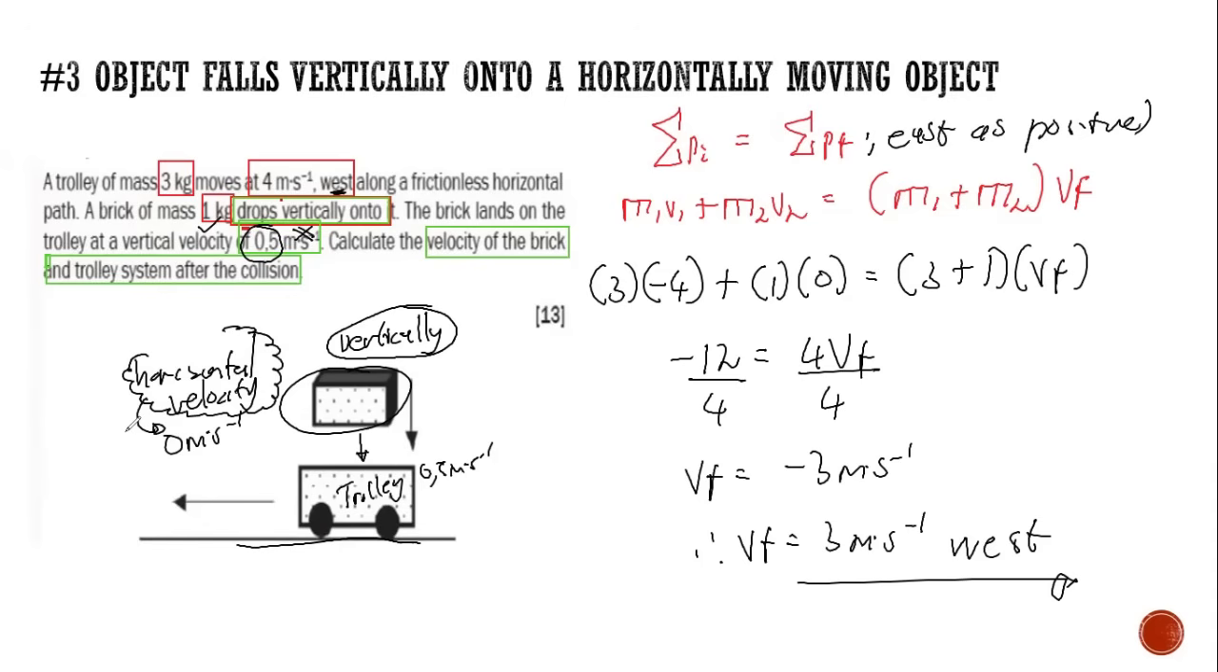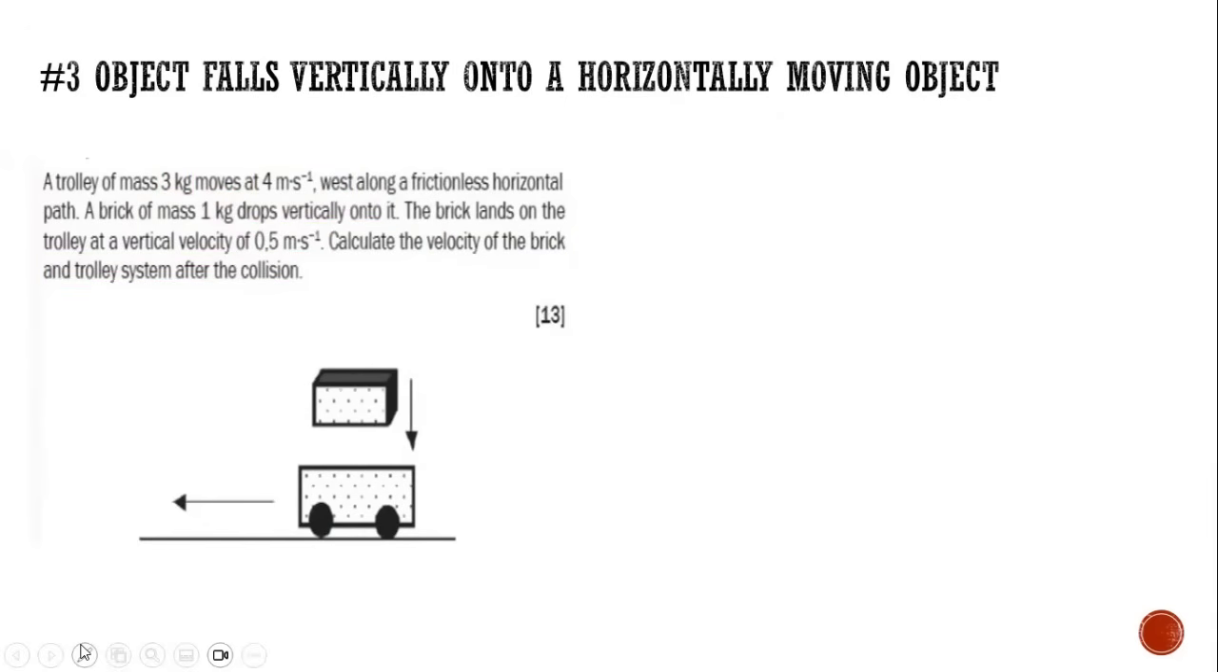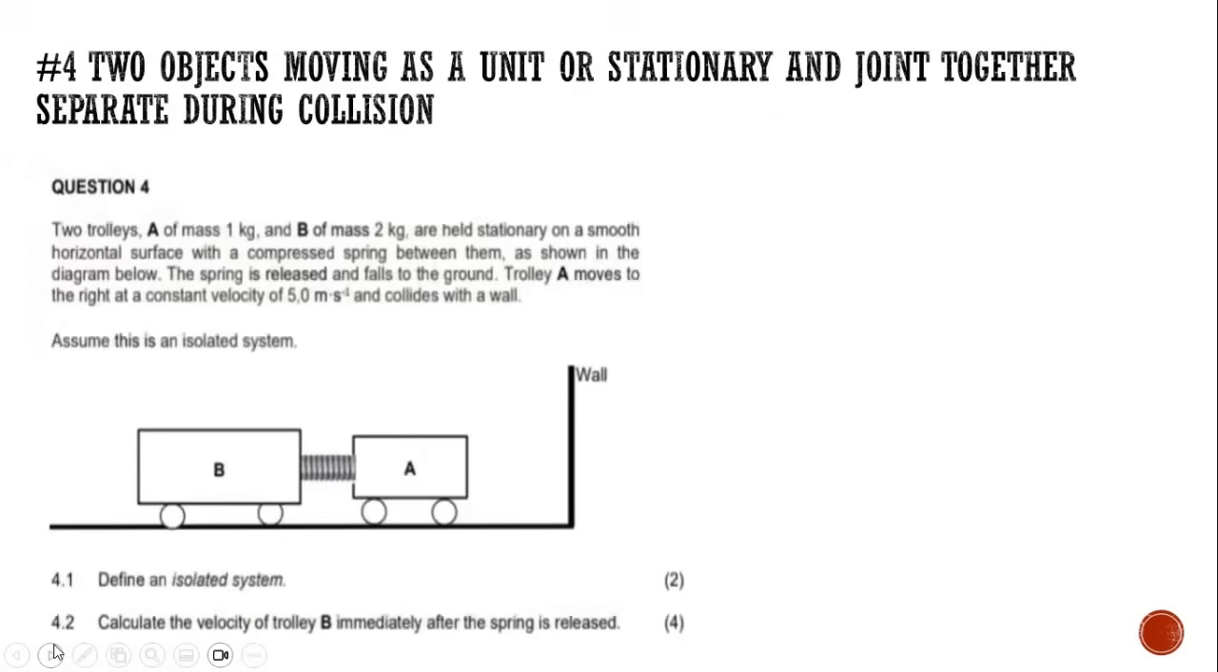Okay, now let's move to the last case. So we have case number 4. Case number 4 says two objects moving as a unit, or stationary and joined together, will separate during a collision, right? So this is more like a divorce, right?